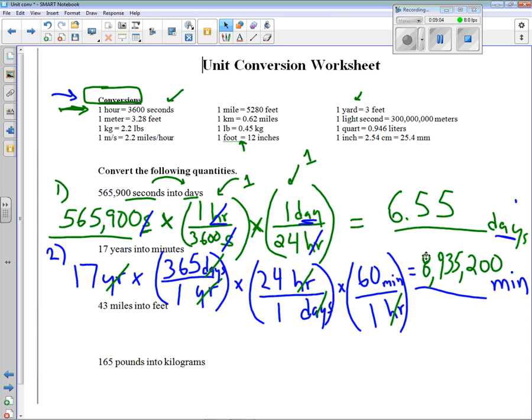8,935,200 minutes. So to summarize, watch the video again if you need to, but you change units by multiplying by a ratio that's equal to 1 that cancels the unit you want to get rid of and introduces a new unit that you can deal with or that you're looking for.